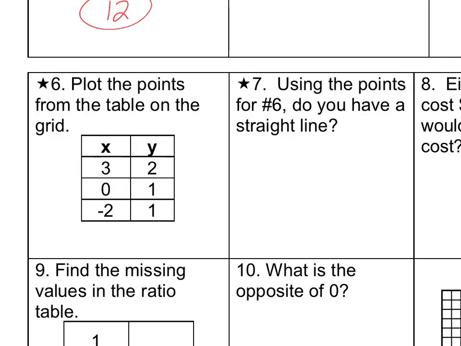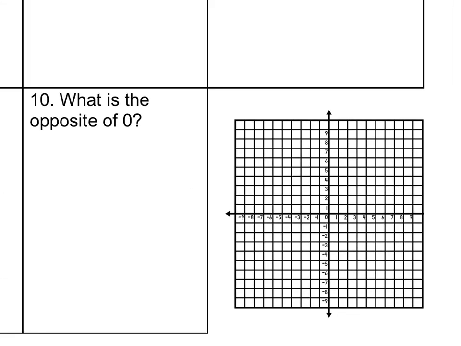So 6 and 7 again, this week has been focusing on finding and plotting points, X and Y coordinates on a coordinate grid, and seeing if you can get a straight line. So we've got 3, 2, which is right 3, up 2 from the 0. So let's go plot that point. Right 3, up 2 would be here.